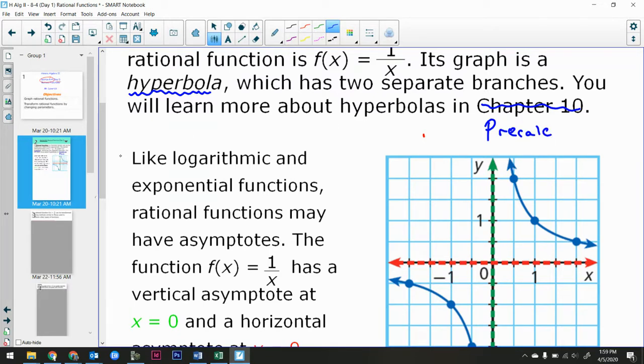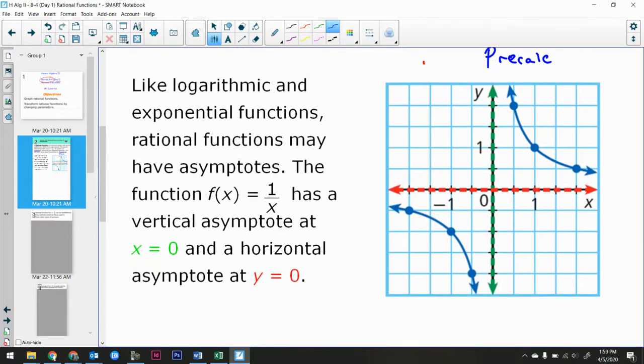Now, like logarithmic and exponential functions, these have asymptotes. They have a horizontal asymptote. They have vertical asymptotes. They could have horizontals. They could have verticals. You don't really know. The function f of x is equal to 1 over x has a vertical asymptote at x equals 0 and a horizontal asymptote at y equals 0. So it's got two asymptotes: the vertical one going along the y-axis, the horizontal one going along the x-axis. So this would be considered the line x equals 0, and this is considered the line y equals 0.